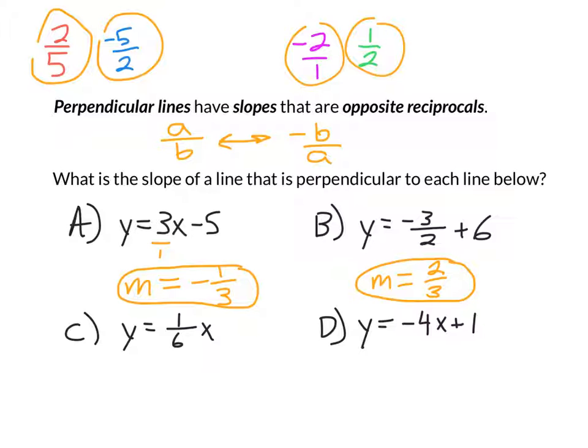Example C, we're going to do the same thing. We'll flip it, take the reciprocal. 1 over 6 becomes 6 over 1. And we change the sign. And negative 6 over 1 is just negative 6.